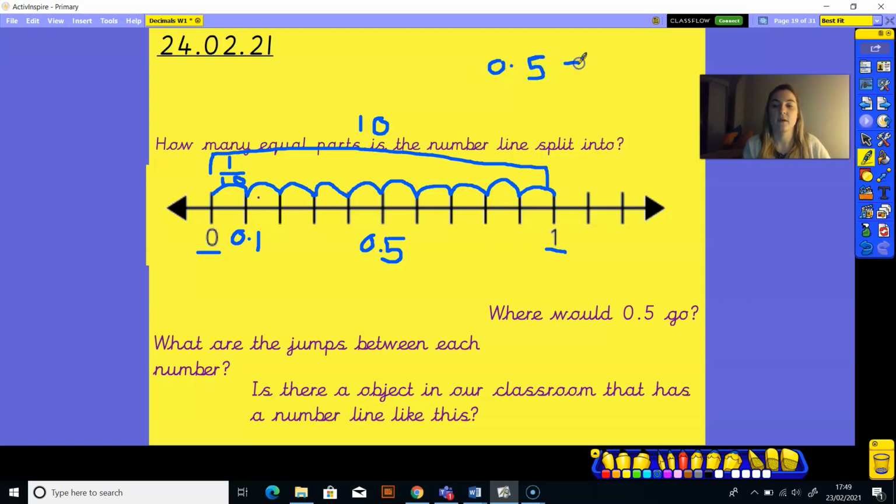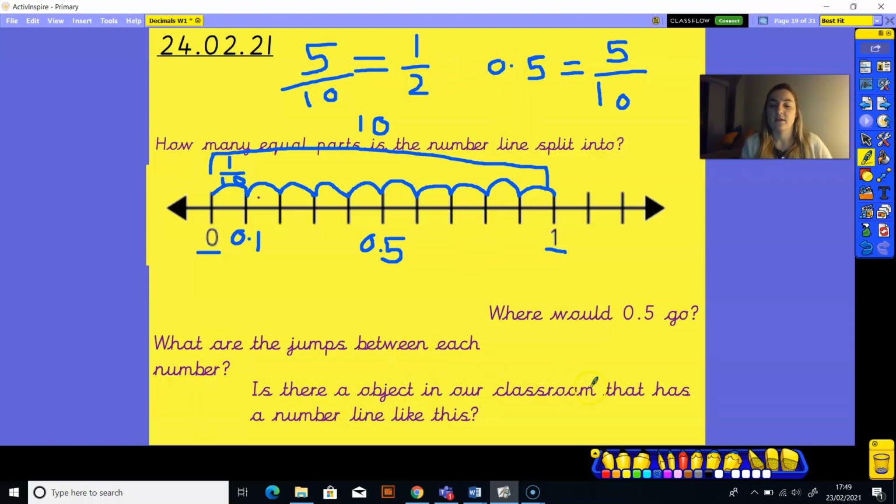And as you may have learnt from yesterday, 0.5 is equal to 5/10, just right over here, and 5/10 is also equivalent to a half. So 0.5 is equivalent to a half as well. Okay.